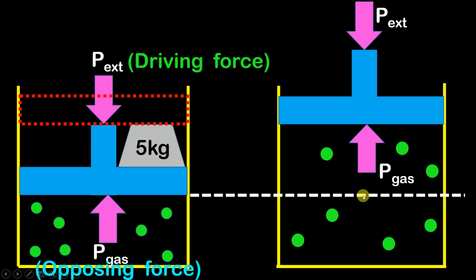So what I will do is that I will not directly add 5 kg. Instead, I will add 0.1 kg of mass. Okay. Now when I add 0.1 kg of mass, what is going to happen? The external pressure is going to increase. Okay. And since the external pressure increases, what will happen? Obviously, this piston will move downwards.